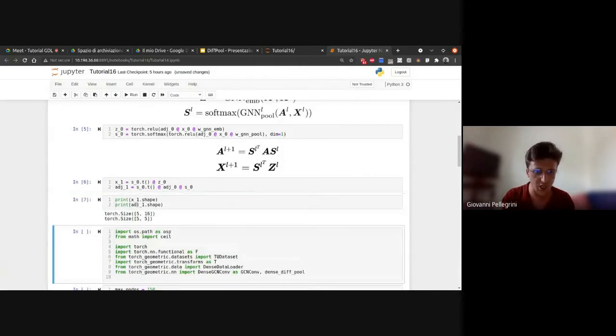If we check the shapes, we see that the new node feature matrix and the new adjacency matrix have a number of nodes which is 5. I also changed the initial dimension of the nodes, which is now 16. And the adjacency matrix is 5 by 5, as we were expecting.